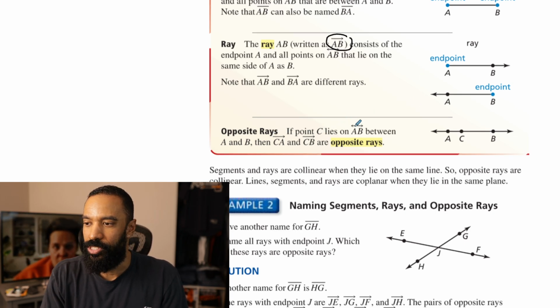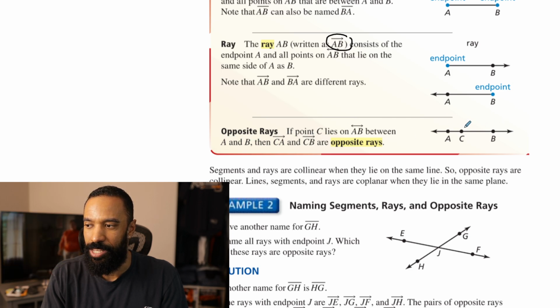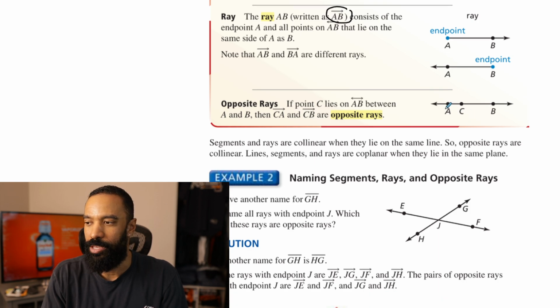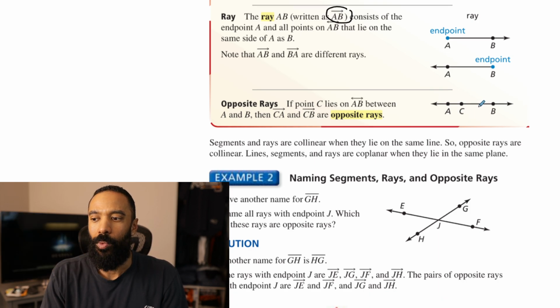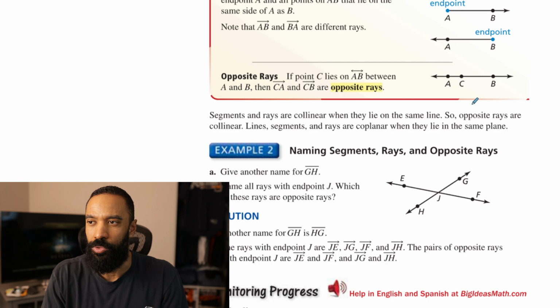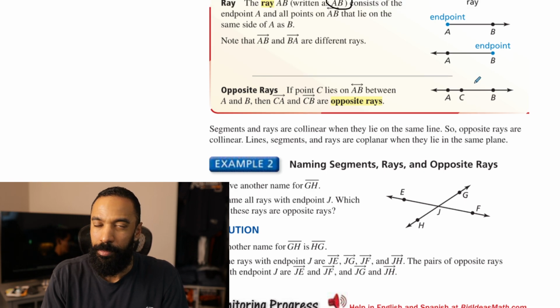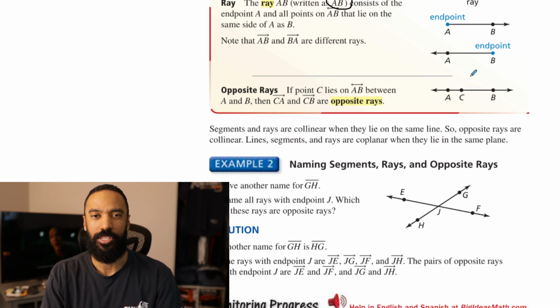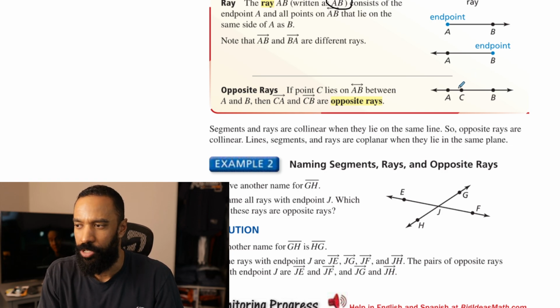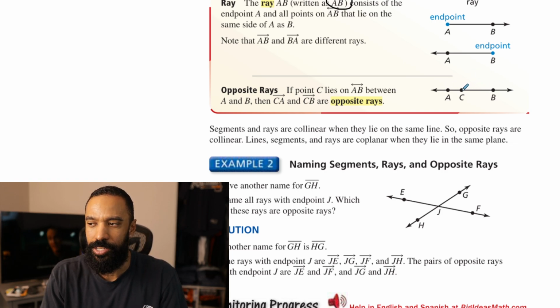Opposite rays. If point C lies on line AB between A and B, then CA and CB are opposite rays. So basically, all three of these are collinear. You start talking about opposite rays when you do things regarding angle measurements and stuff, because they talk about that being a point of intersection in the middle. But they're all collinear. C is in the middle.